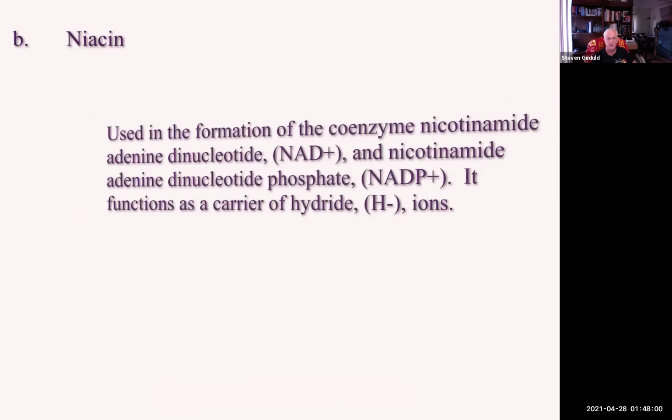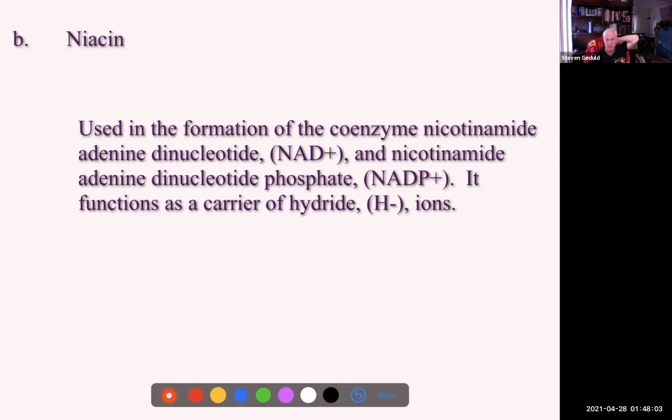Niacin. Okay. Niacin is used in the formation of coenzyme nicotine adenine dinucleotide, NAD+, and NADP+, and it functions as a carrier for the hydride ion. It transfers hydrogen to those to form NADH and NADPH. Okay. So that's what niacin does. So it's the coenzyme for NAD+ and NADP+, and is a carrier for hydride. It allows a transfer of hydrogen from an alcohol back to the NAD+ or NADP+. Okay, so it causes reduction of those by adding hydrogen.